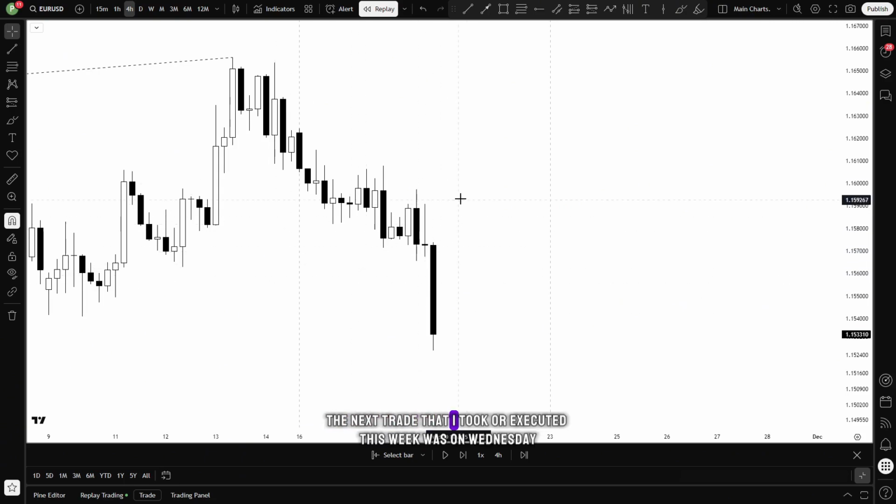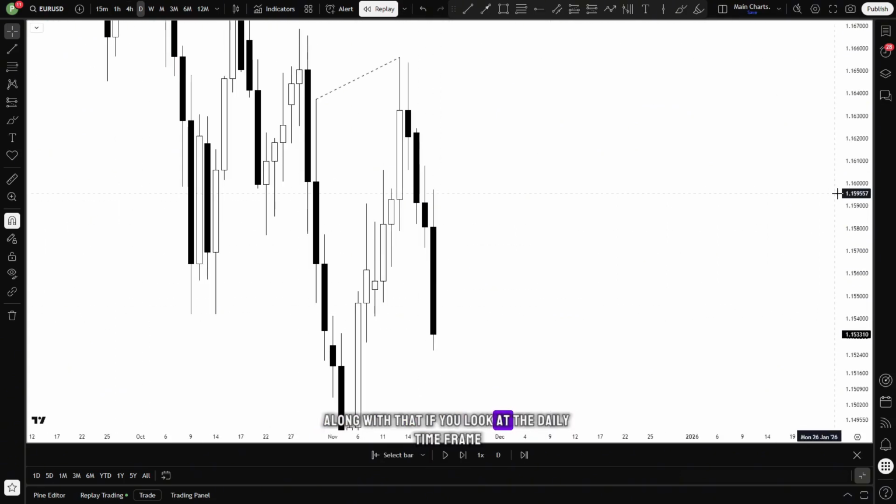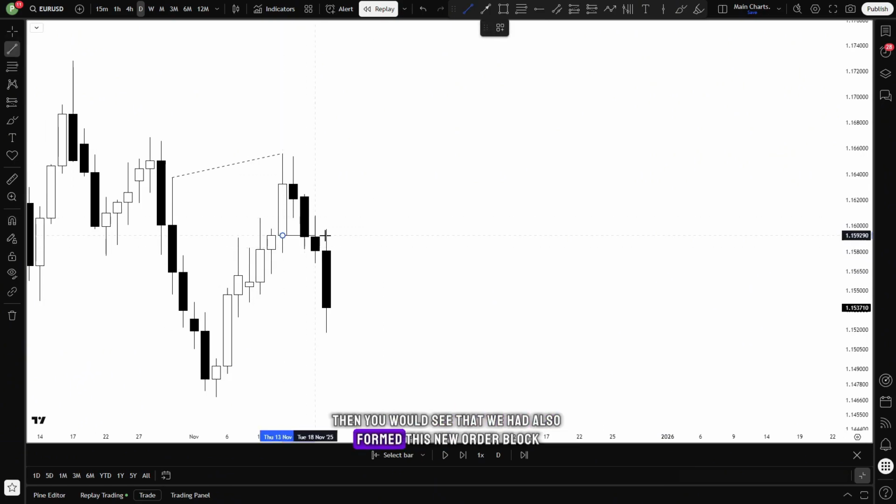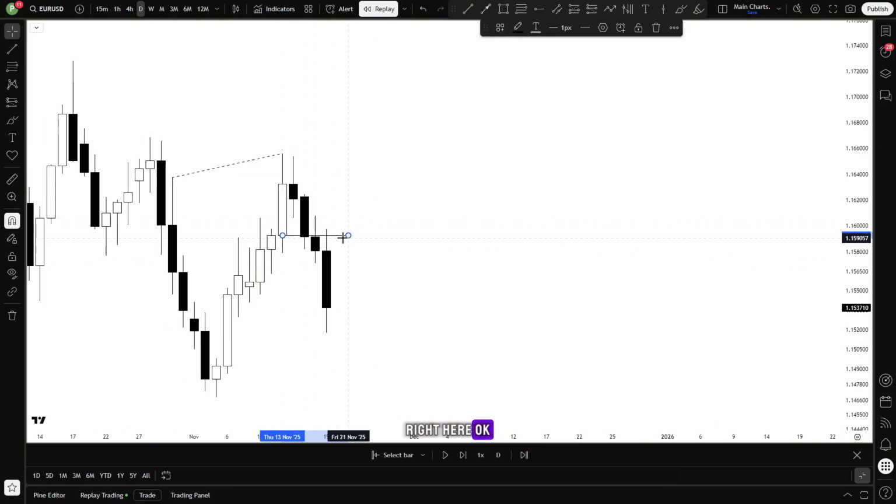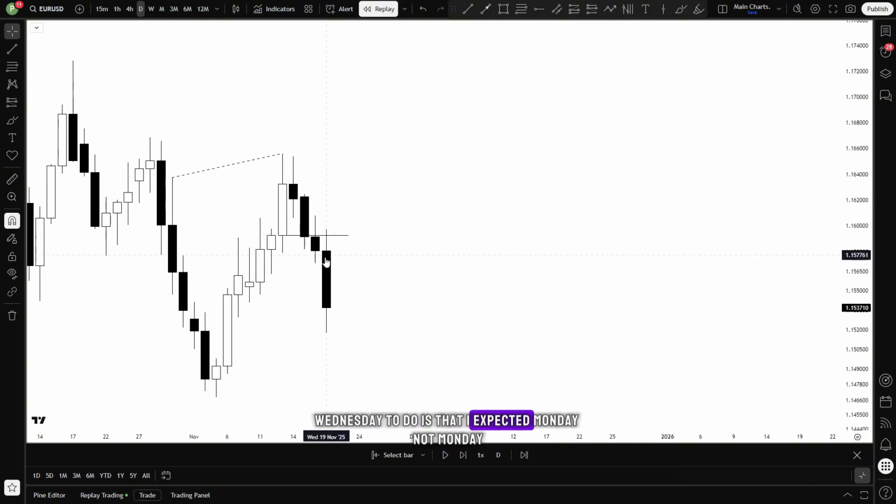After that, the next trade that I executed this week was on Wednesday. Now on Wednesday, I had the same bearish directional bias. Along with that, if we look at the daily time frame, then you will see that we had also formed this new order block right here. What I expected the Wednesday candle to do is test this key level, reach this order block, form the high of the day there, and then expand lower from there. That was the thought process that I had for Wednesday's candle.